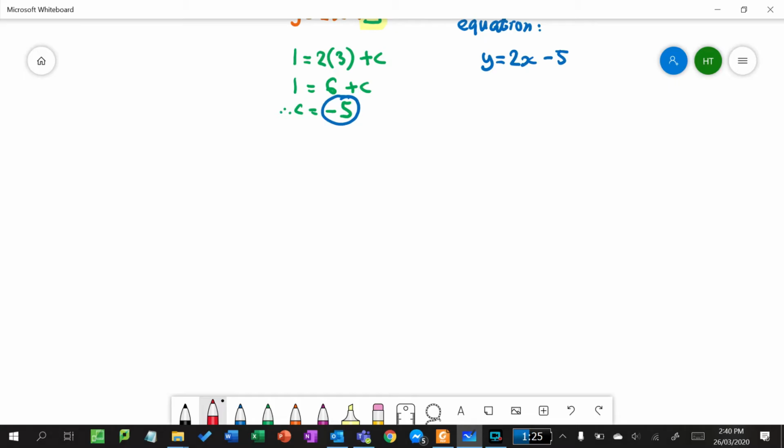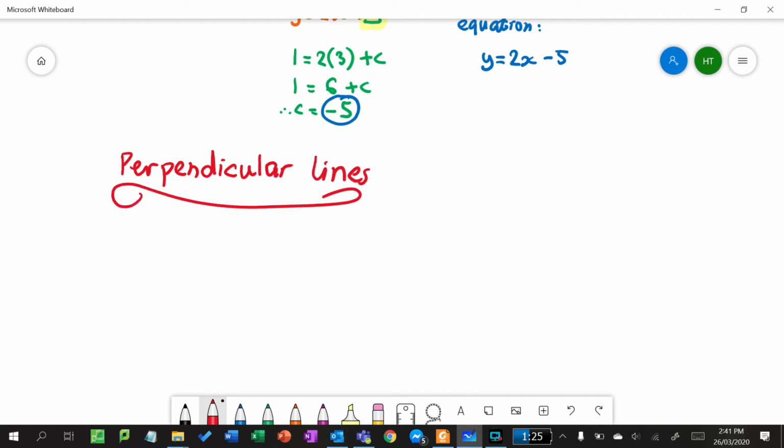We looked at parallel lines, and that was quite easy. Now we can look at something called perpendicular lines. Now what are perpendicular lines? Perpendicular lines are when you have two straight lines and they cross each other at 90 degrees.